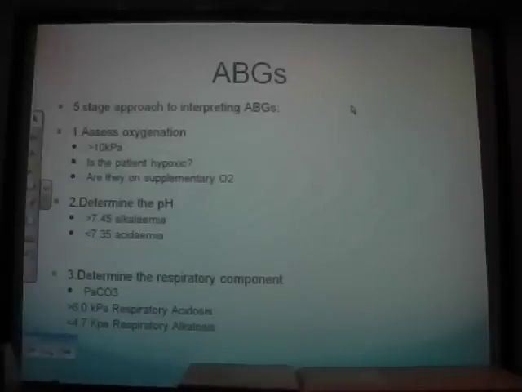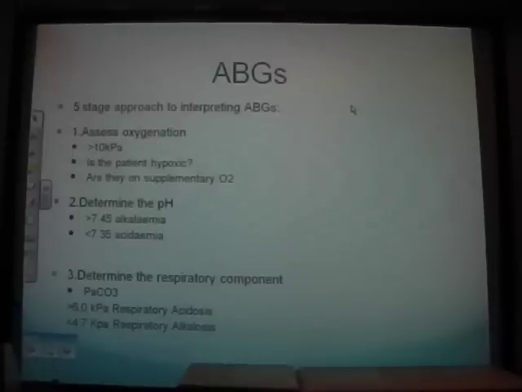Next thing you need to do is determine the patient's pH. So you're alkalaemic if it's above 7.45 and acidotic if it's below 7.35. The ranges do vary in different hospitals, but in Leeds Teaching Hospitals it's these, and in your OSCEs it would be these.